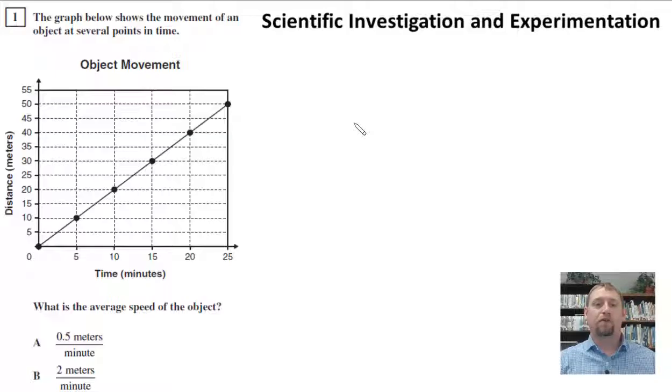Today we're going to do a question on graphing in scientific investigation and experimentation. So let's read that question together. The graph below shows the movement of an object at several points in time.